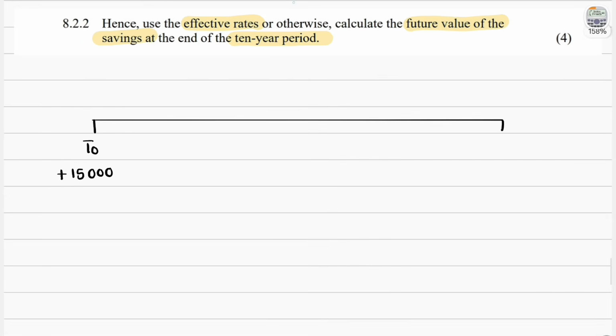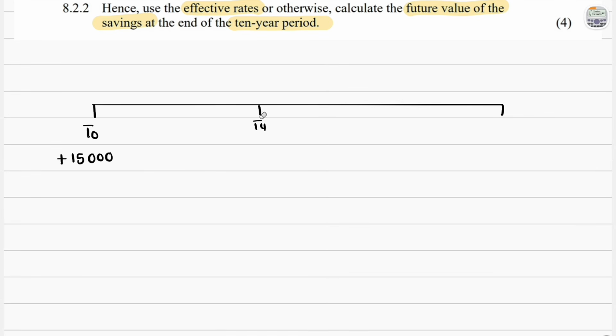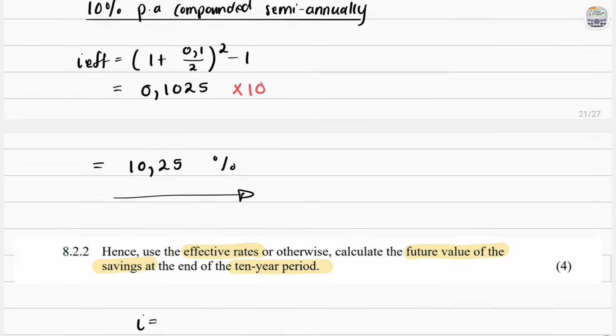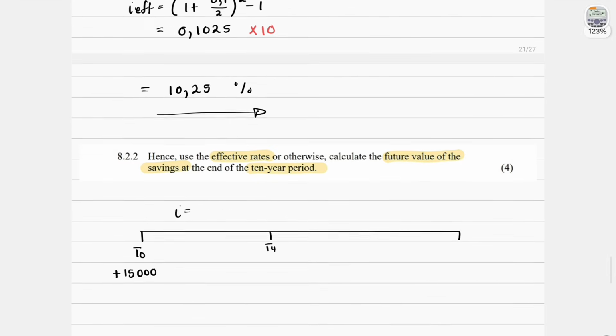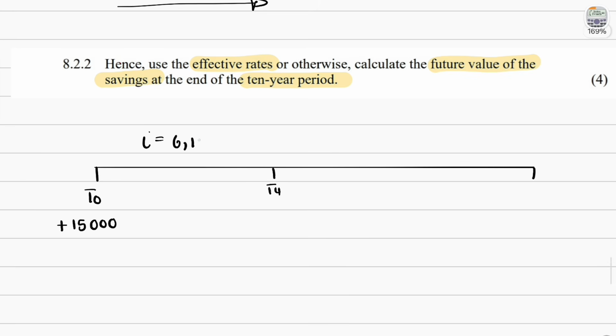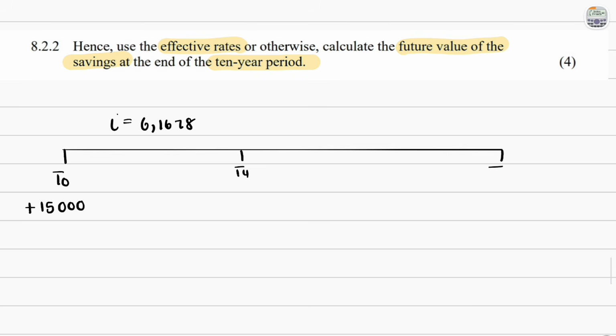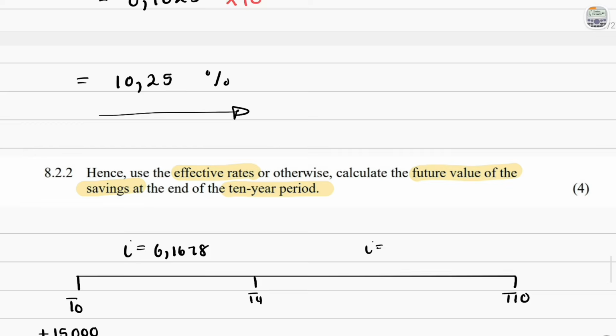So for the first 4 years, from T0 to T4, and the reason we look at it like that is because this is where the money comes in, and then after a year, this money will gain 1 year's worth of interest. And that's why we start at T0. So from time 0 to time 1, the interest rate was, and we're just going to use this interest that we have here, 6.1678, we're going to use that. And then for the next 6 years, so till T10, we're going to use this 10.25.